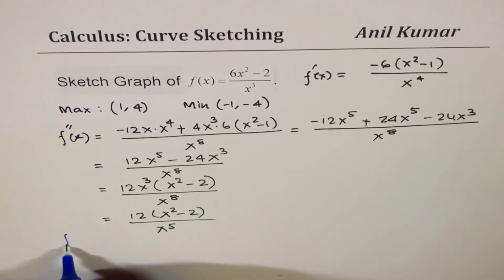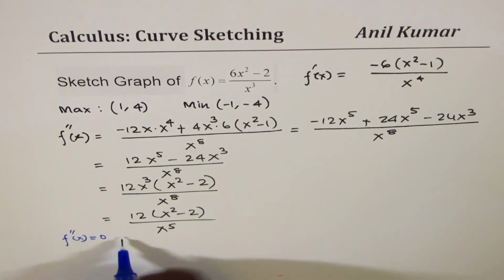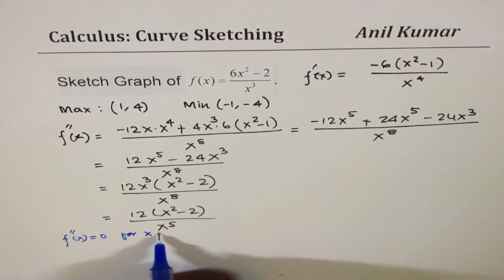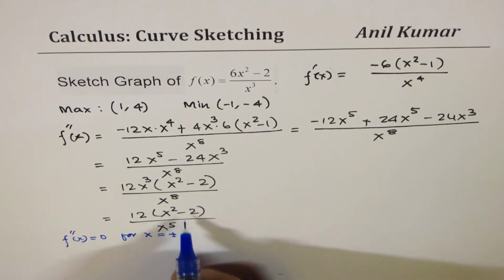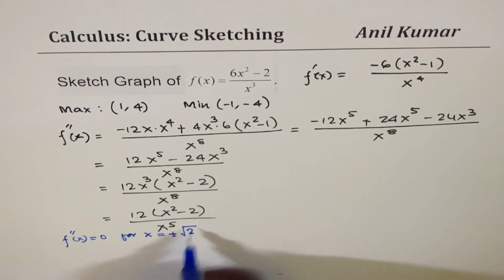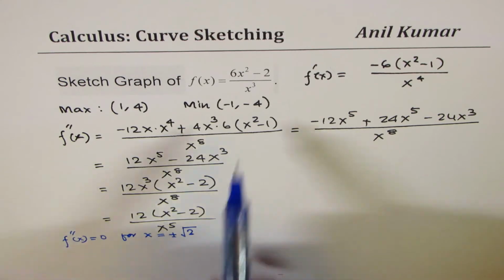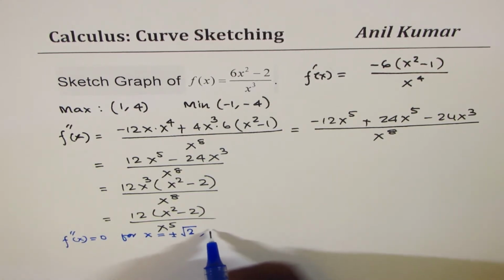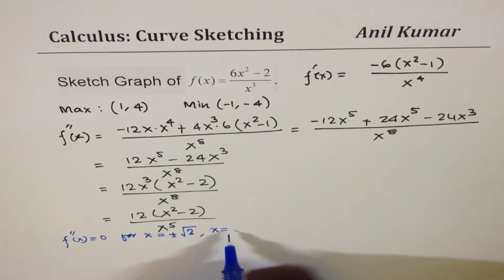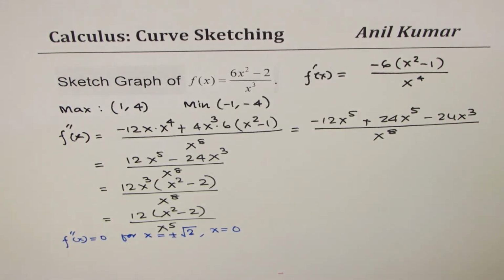So what we get here is that the second derivative is equals to 0 for x equals to plus minus square root of 2. And there is a critical number at x equals to 0 also, which is a denominator, which is a vertical asymptote. And we have another critical number when denominator is 0 at x equals to 0. So let us analyze this function for second derivative. So we have 0 and plus minus square root 2.